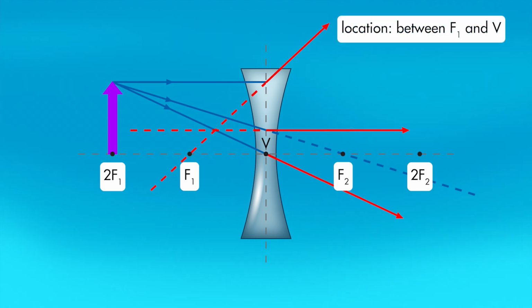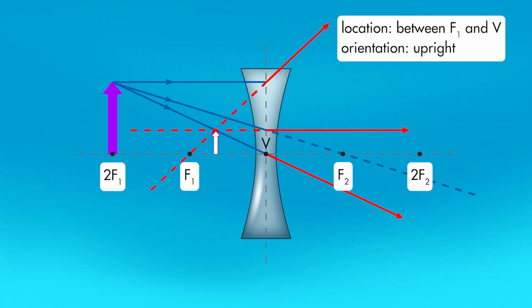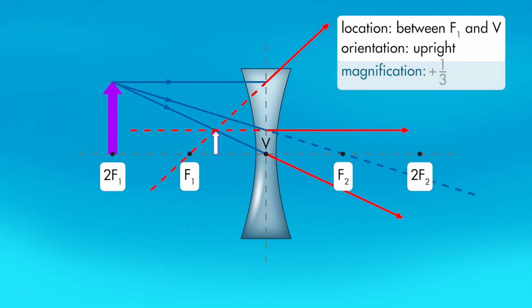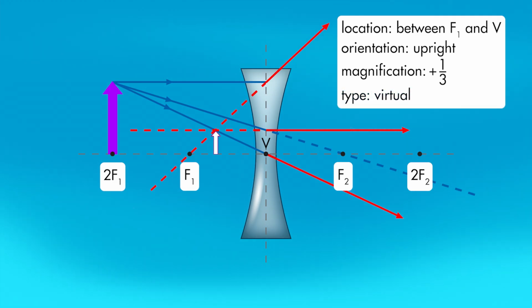The image will be located at the point where the third incident ray meets the two refracted ray extensions in front of the lens between F1 and the vertex. Since the lines meet above the optical axis, the image will be upright. The size of the image is smaller than the object, so the image is reduced. The ratio of the size of the image relative to the size of the object is 1:3. Since the image is upright, the magnification will be +1:3. Since the image is in front of the lens, the image type is virtual.